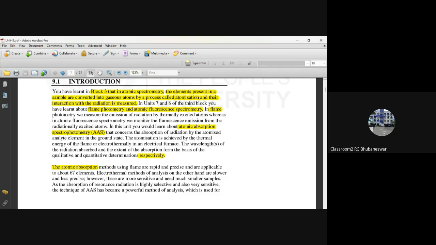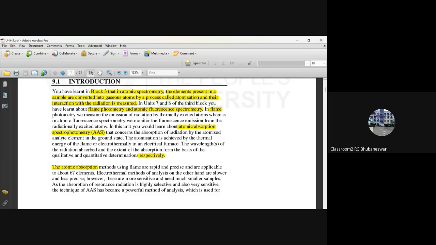Because we started with the interaction of radiation and matter. Then we discussed UV-visible spectroscopy, which is absorption spectroscopy, then fluorescence, phosphorescence, then slowly we moved to the applications of all those spectroscopies, then IR spectroscopy also we discussed. Then we moved to atomic spectroscopy, leaving behind molecular spectroscopy. In atomic spectroscopy, we started with flame photometry, which we discussed in the last class, then atomic fluorescence spectroscopy also we discussed.